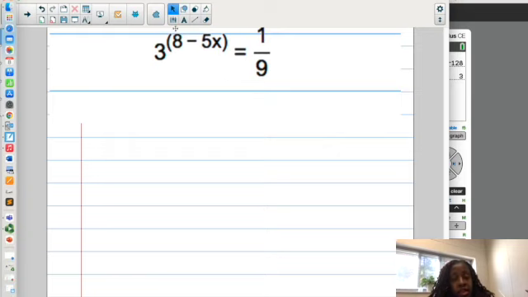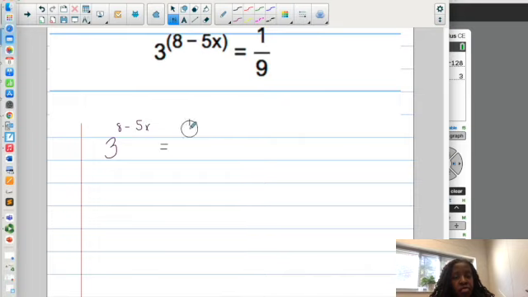Now, this first side here is already written in terms of a very small base, 3 raised to the 8 minus 5x. But that 9, can I write it in terms of 3? I hope you know that it is 3 squared. That's what 9 is. But how do I get rid of that 1 on the top? I've got to use the negative exponent rule. I've got to remember that anytime I have a reciprocal function, 1 over a number, it can be rewritten as that number raised to the negative exponent. Now, if you don't know that, now you know.